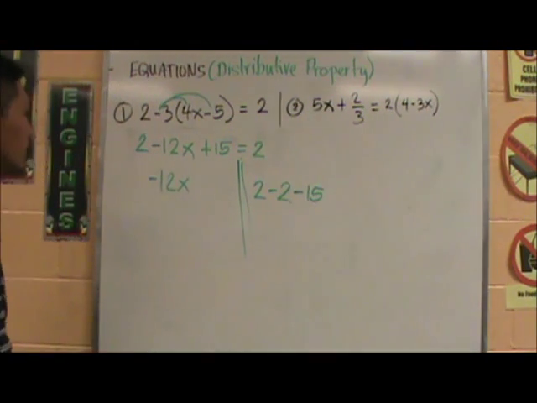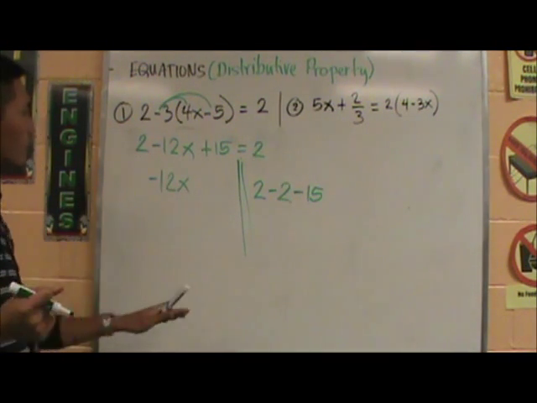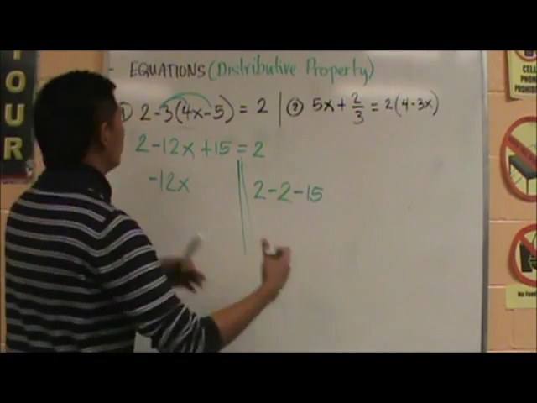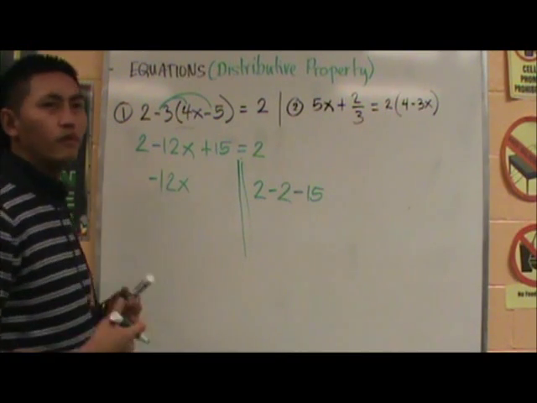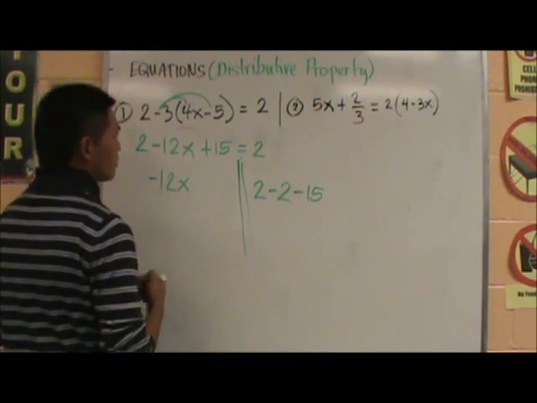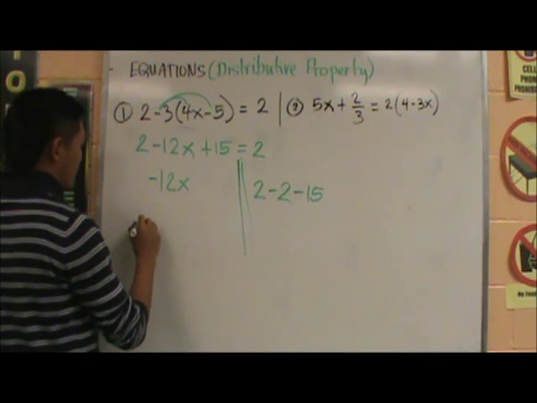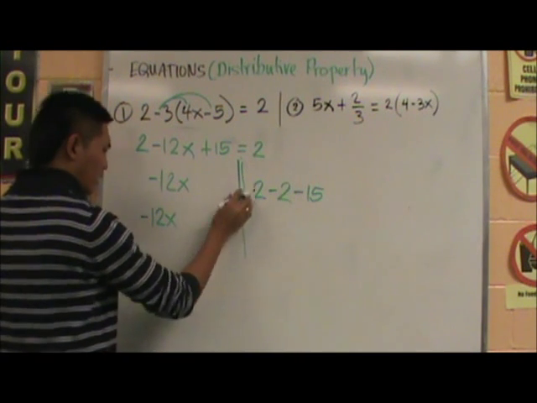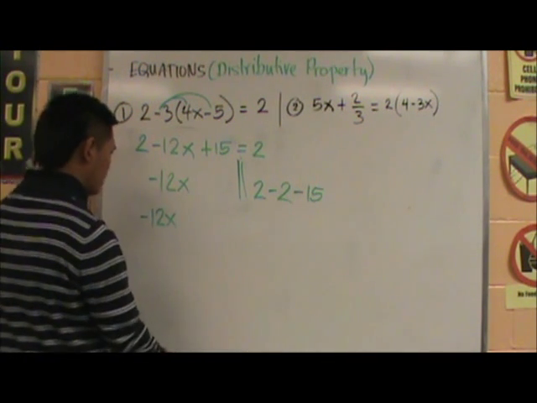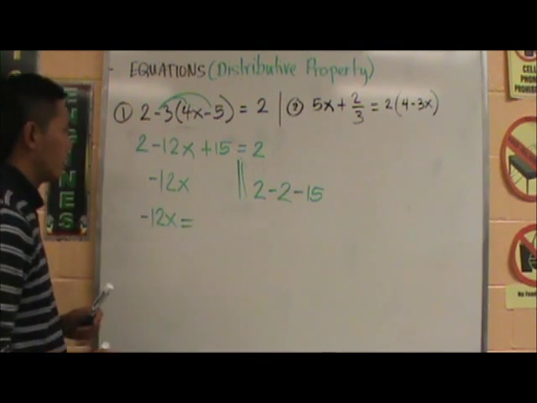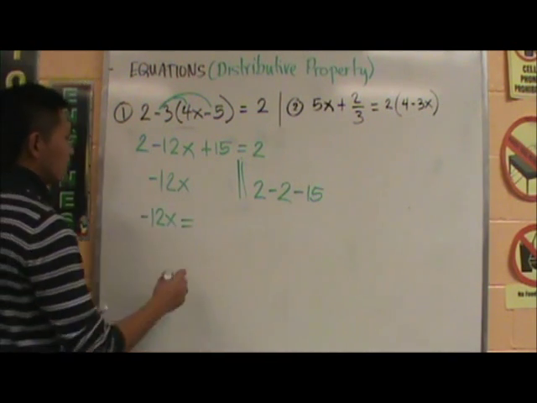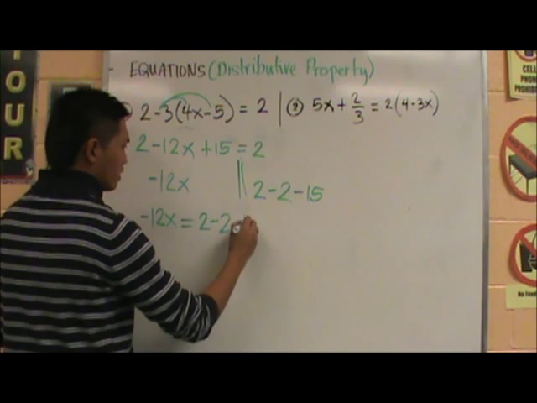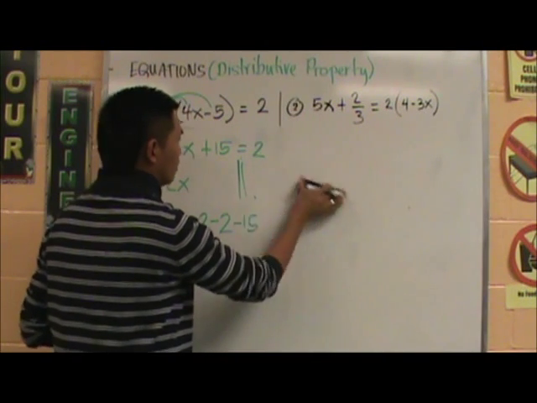Again, you know the drill. If it's positive, when you move over, it becomes negative. If it's negative, when you move over, it becomes positive. So all you have to do is change the sign when you move a term over the bridge or equal sign. So here we go. Now I have negative 12x, and then, let me change that bridge into an equal sign, and now I have 2 minus 2 minus 15. There you go.